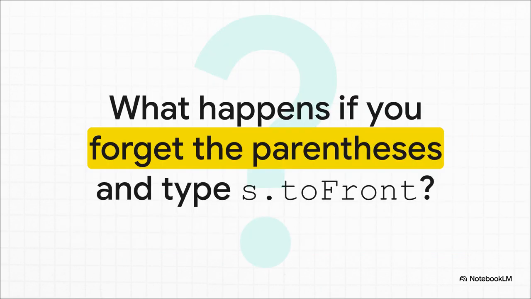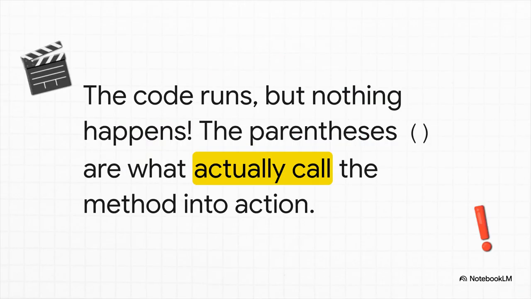Okay, let's talk about a super common mistake that catches everyone at first. What do you think happens if you forget the parentheses at the end? Like you just type s.toFront and that's it? Does the whole thing crash? Does it still work? What's your guess? And the answer is kind of sneaky. Your code will run just fine, no errors, but when you press the key to make it happen, nothing, absolutely nothing. Why? Because those parentheses, the open and close parentheses, they're the trigger. They're the go button that actually calls the method into action. Without them, you're just pointing at the power, not actually using it.